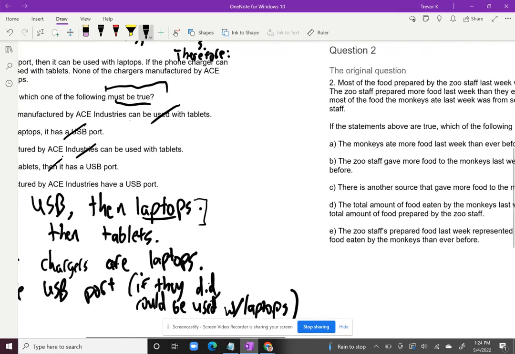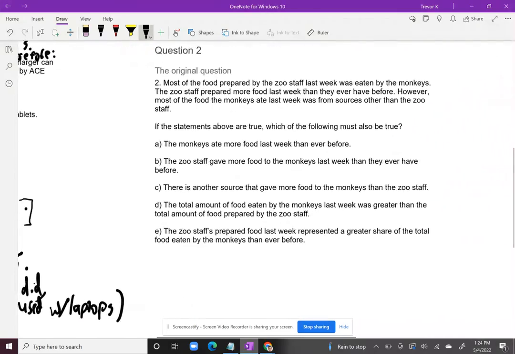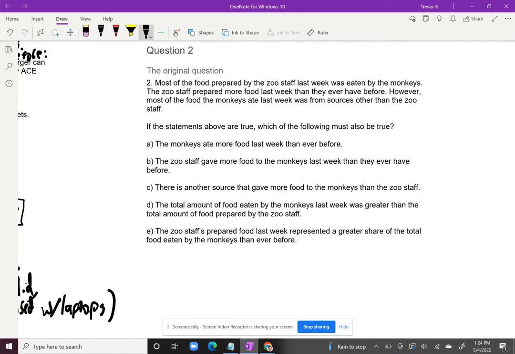All right, let's try another one here. This one's slightly different. This is a different type of deductions and inferences question. We still know it's deductions and inferences because it must also be true. But this one's less if-then, and it's more mathematical. So we're going to take a slightly different approach, but we're still taking the approach of laying out our reasoning to lead to our conclusion.